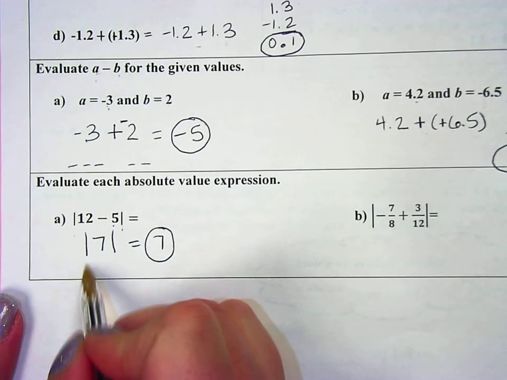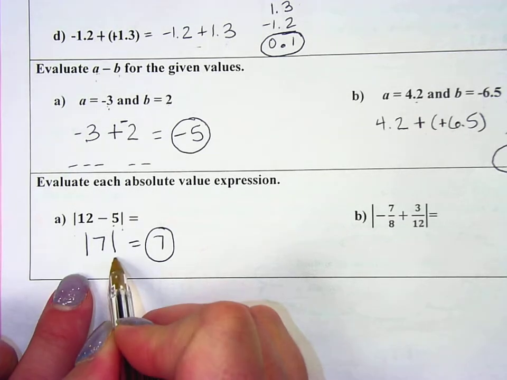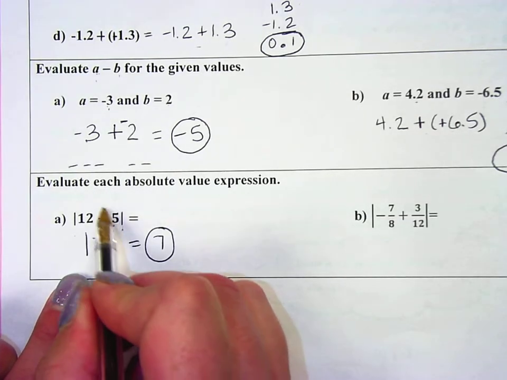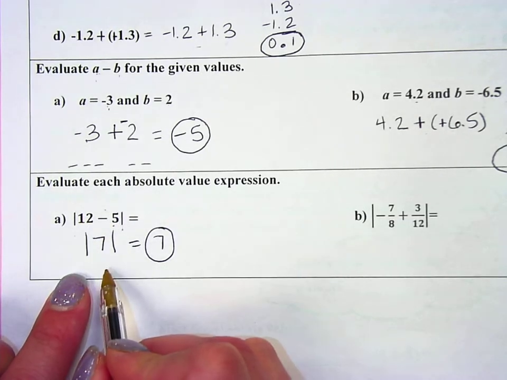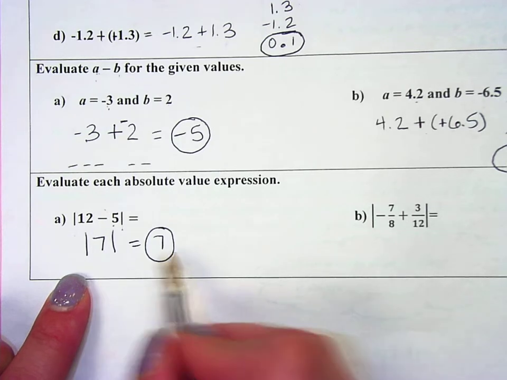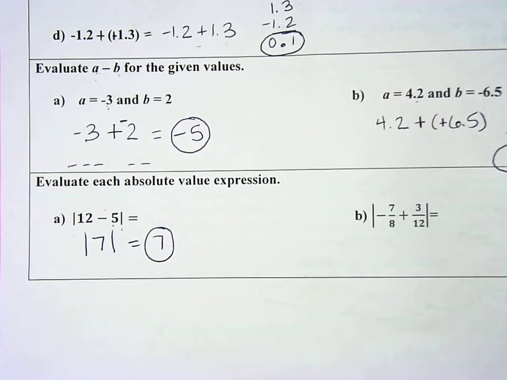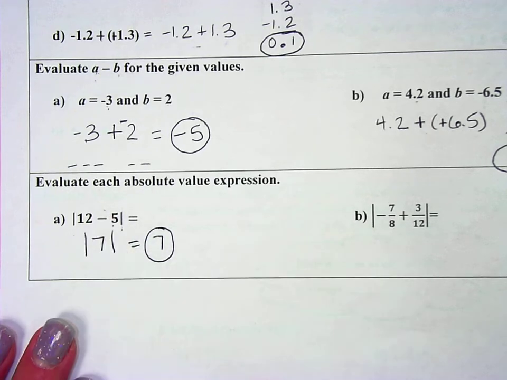If inside my parentheses, or inside my absolute value bars, I had a -7, I treat them like parentheses and solve this first. If there was a -7 inside, that distance would as well be 7. So my absolute value will always result in a positive answer at the end, but I need to solve the inside of that first.